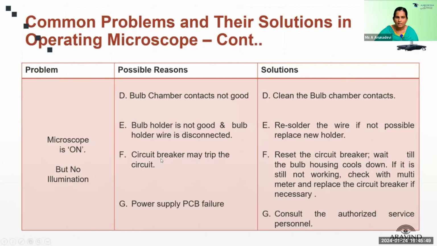In some cases, the circuit breaker may trip. Reset the circuit breaker. Wait till the bulb housing cools down. If it is still not working, check with the multimeter and replace the circuit breaker if necessary. And sometimes there is a power supply PCB failure; consult the authorized service personnel.